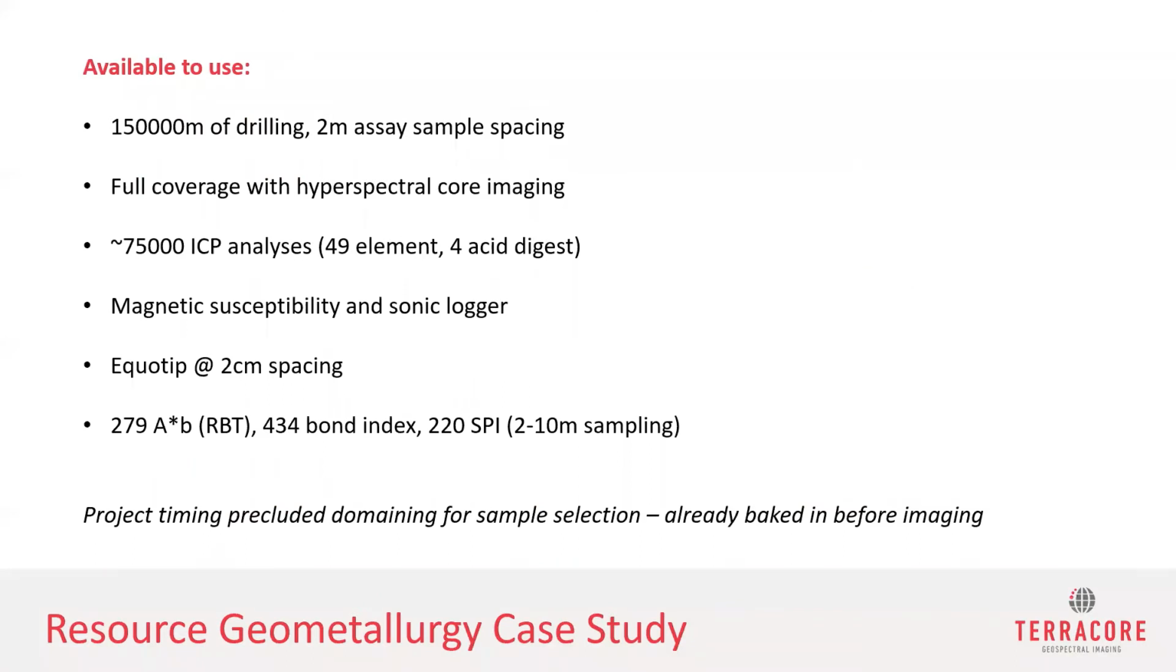And this was the first time we really systematically imaged a project. So we captured 150,000 meters of shortwave data in 4 separate campaigns. They had a 2-meter assay sample spacing, and each one of those 2-meter sample assays had ICP analyses, 49 elements with the 4 acid digest. So really high quality ICP, 75,000 of those. Magnetic susceptibility and sonic logger were collected across the entire project.